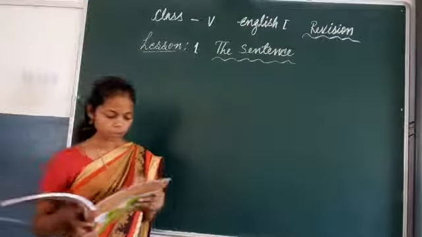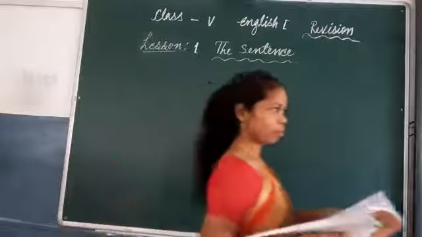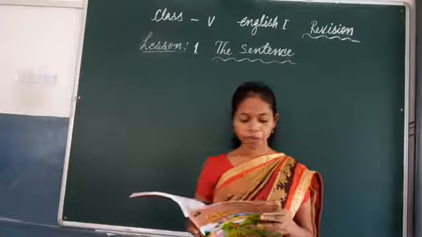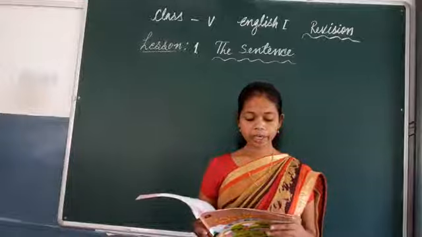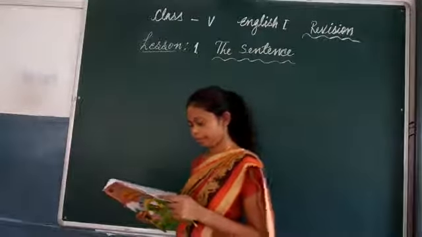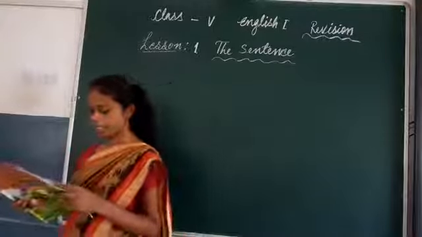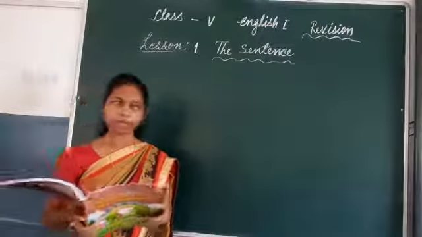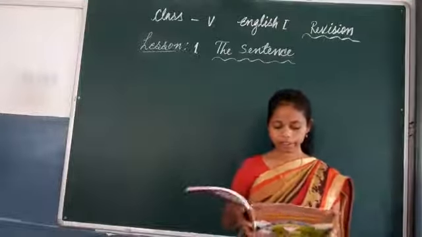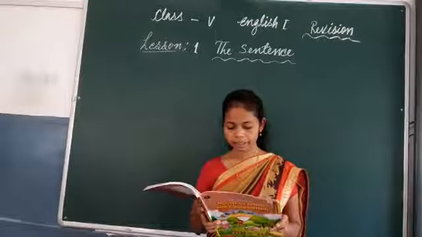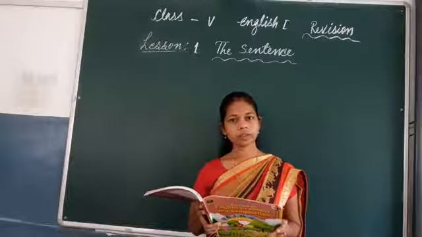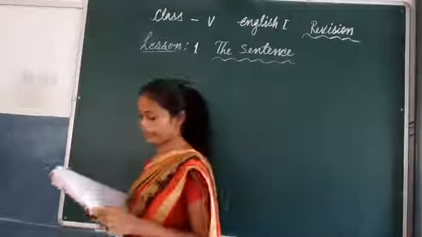Do not spit on the road. This is also imperative sentence. Number 4. Give me your eraser. Imperative sentence. Number 5. The sun sets in the west. This is the assertive sentence or declarative sentence. Number 6. Why is he shouting? This is interrogative sentence.